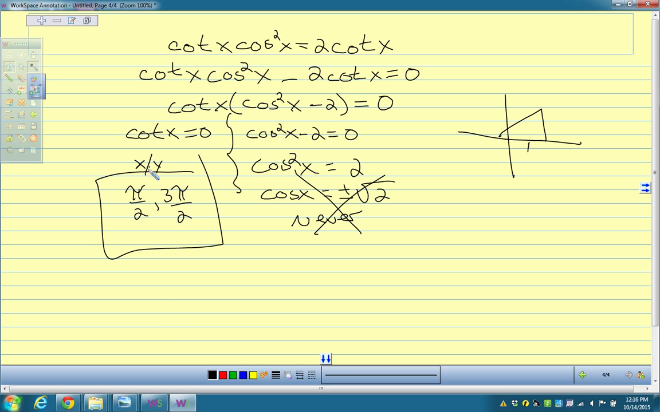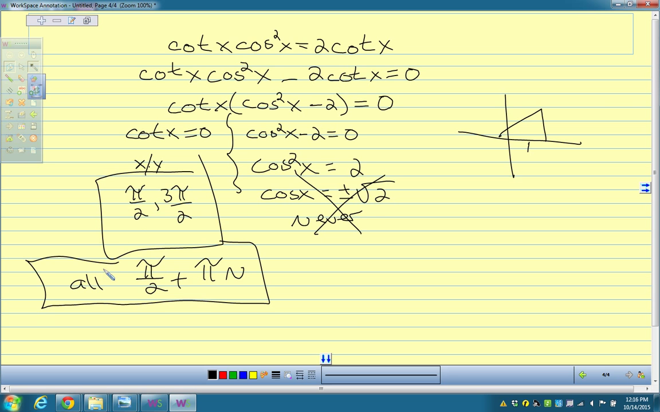Okay. If you want to find all solutions, it would look like pi over 2 plus pi times n, because any multiple of pi would get you to that one, and add another pi, get you to the next one, and so on and so forth. So this is all solutions. This is between 0 and 2 pi. Questions?